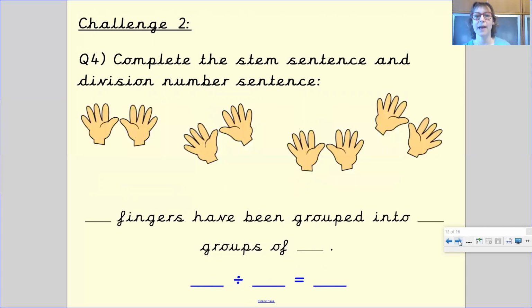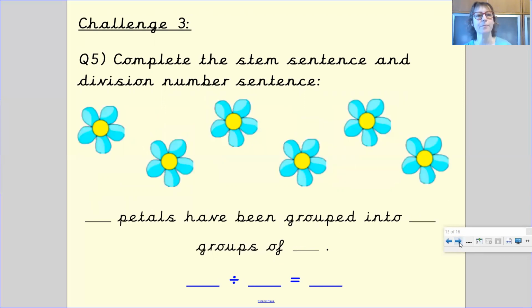And again, your hands, your fingers have been grouped into groups of 10. How many groups and how many in each group? So you've got however many fingers, how many groups, how many in each group? I'm getting myself confused now.